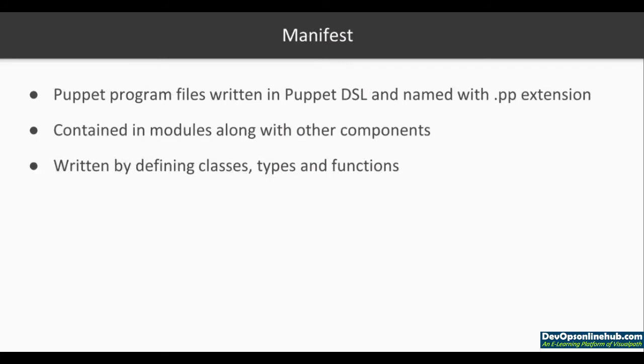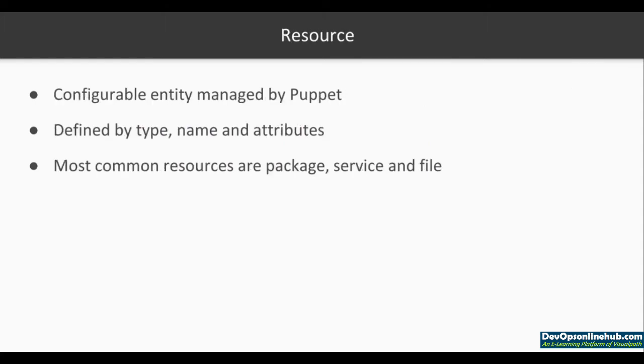Manifest. Manifests can be defined as Puppet program files which are written in the Puppet domain-specific language, or DSL, and are named with the .pp extension. In most cases, manifests are contained in modules and are written by defining classes, types, and functions. Resource. Resource is a configurable entity that can be managed by Puppet. Every resource has to be defined by their type and identify a name, various attributes, and their respective values. They can be packages, services, or files.